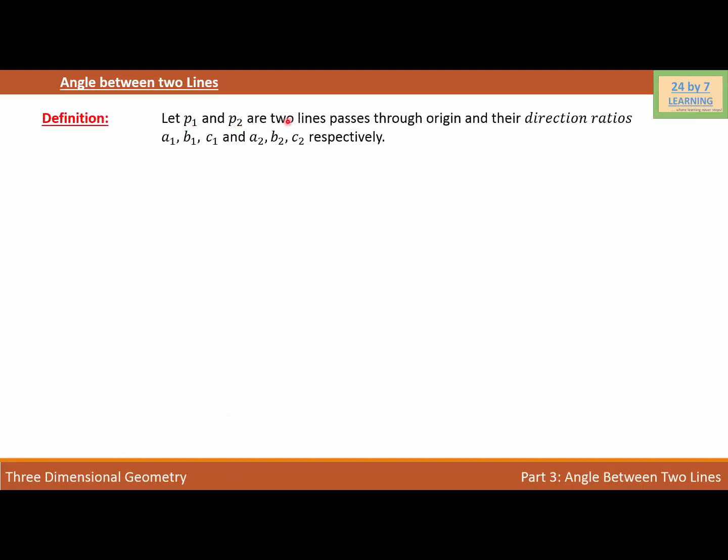Let P1 and P2 be two lines passing through the origin, and their direction ratios are A1, B1, C1 and A2, B2, C2 respectively. In order to explain this, I'm going to use this information to graph two lines P1 and P2. So this is my graph. As you can see, this is my x-axis, this is my y-axis and this is my z-axis. This point is my origin. This is my first line P1 which passes through the origin and this is my line P2 which passes through the origin too. And the angle between line P1 and P2 is angle theta.